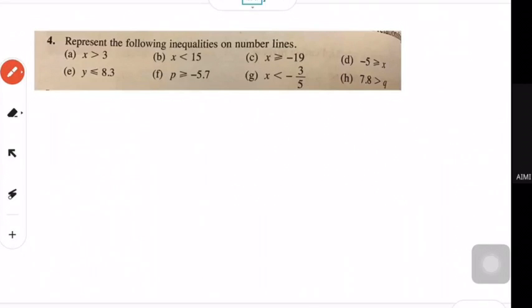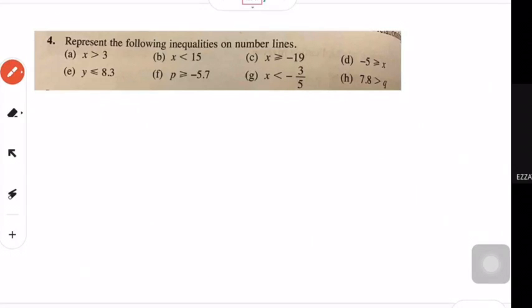Represent the following. Okay, this is new. Please pay close attention. Do you take notes or not? Or do you just rely on the Jamboard? It's okay if you want to rely on the Jamboard for now, and later you copy or rewrite whatever notes are given here.